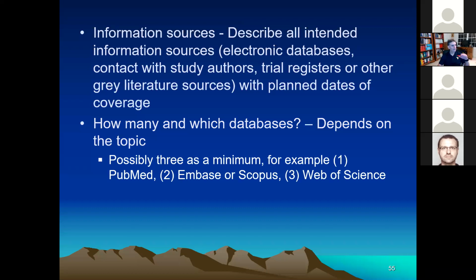So my general suggestion in our field, and generally for a lot of people on this virtual workshop, is to search at least three databases: PubMed, Embase or Scopus, and Web of Science.